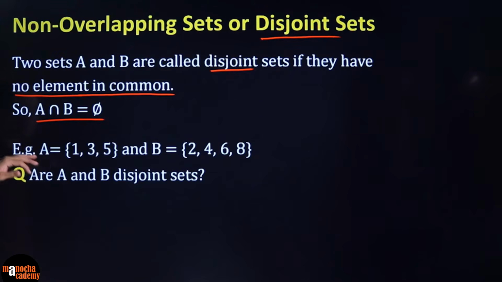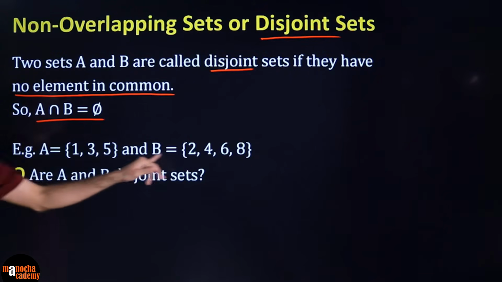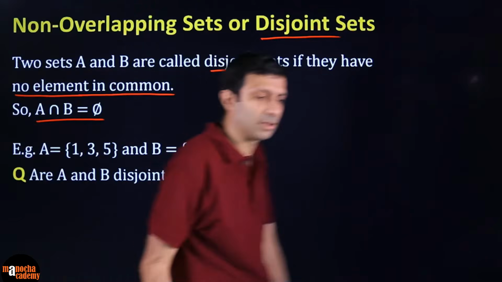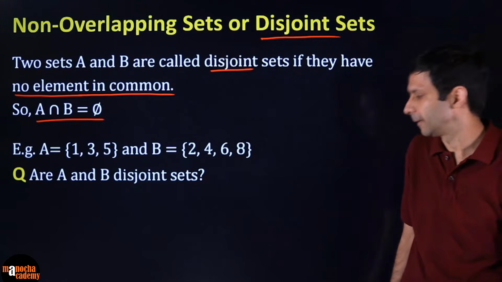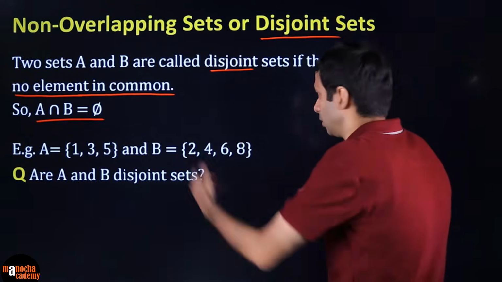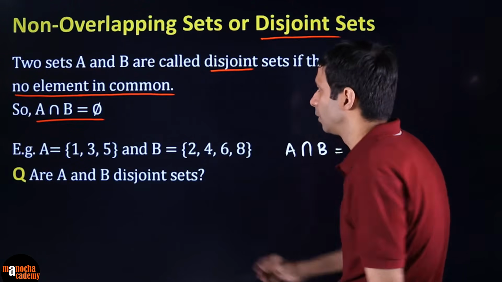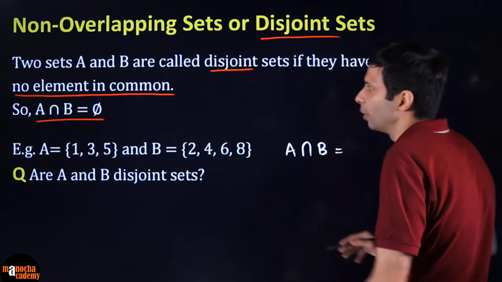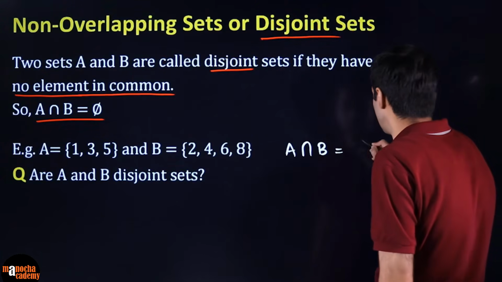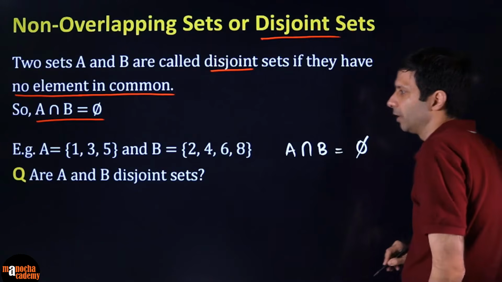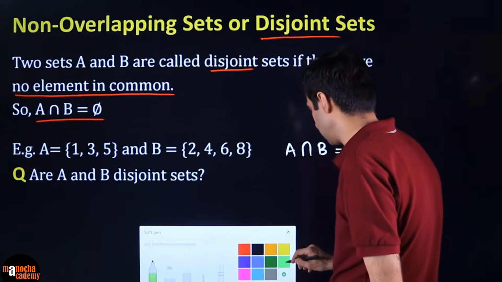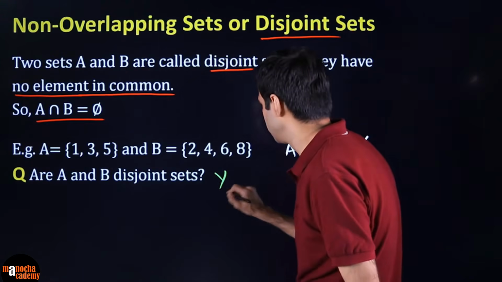If you look at this example now, A is {1, 3, 5}, B is {2, 4, 6, 8}. Are they disjoint sets or are they non-overlapping? What do you guys think? Again, take their intersection, do you see anything in common here? You can see there is no element common. Those are odd numbers, these are all even numbers, nothing is in common here. So the answer is they are disjoint.